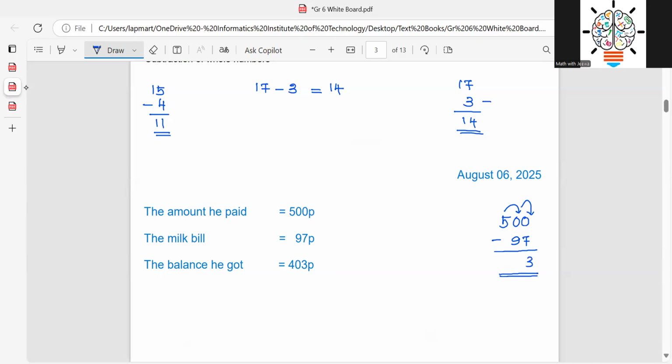Now here, what do you have now? You have 9 here. So when you borrow 1 from 5, that becomes 10. But out of that 10, we take 1 to the units place. Now we have 9 in the tens place. 9 minus 9 is 0. And here we don't have 5 anymore, so we write it as 403. So that is the answer. The amount he paid was 500, the milk bill was 97 pence. The balance he got was 403 pence, right?